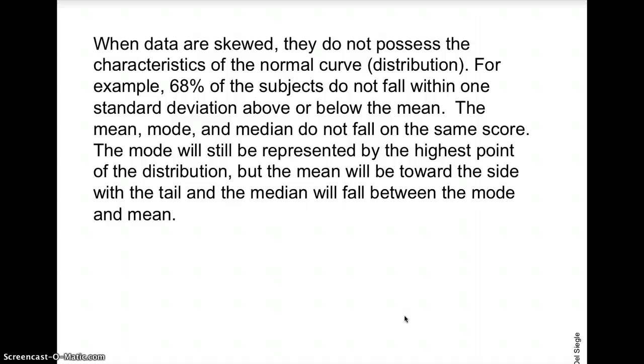When it's skewed, your mean, median, and mode aren't going to be on the same value anymore. When it's skewed, the mode is still going to be the highest point because it's the most frequently occurring, so it's always going to be the top of that bell curve. The mean, which is the average, is going to be closer to the tail, and the median will be between where the mean and the mode are. So here's an example of what that would look like.